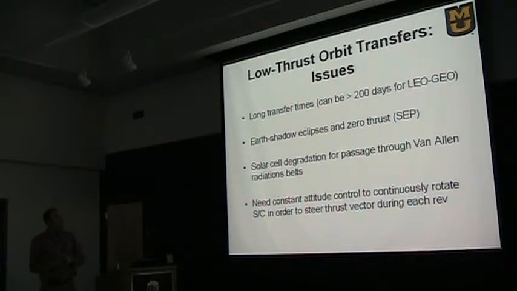The other problem, and I think I've got a picture coming up, is every time the satellite goes in the Earth's shadow, the power goes out. Because the power is coming from solar arrays, so you can't run the engine. And that complicates the trajectory.